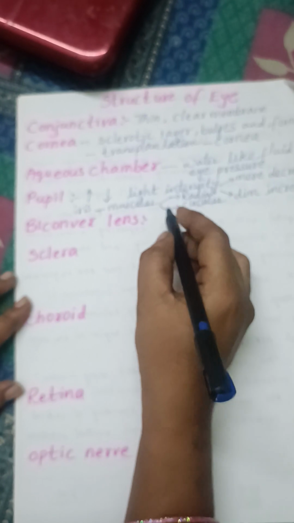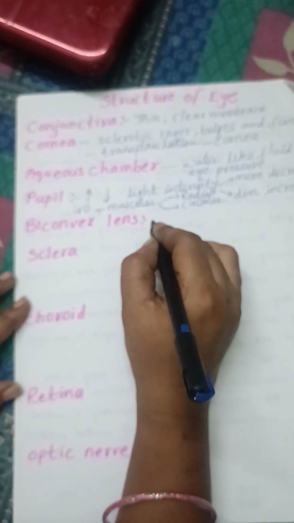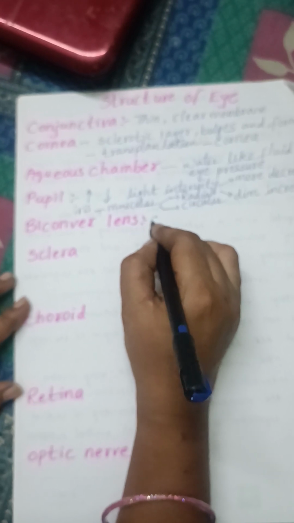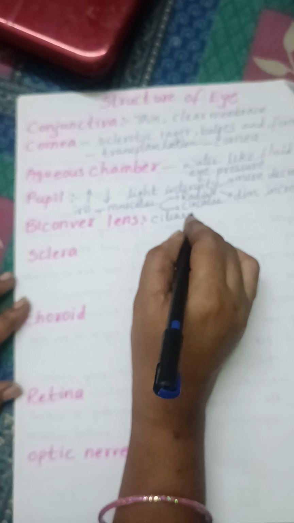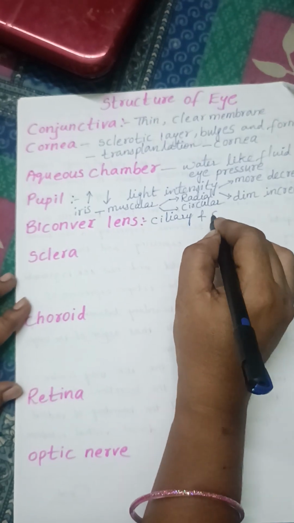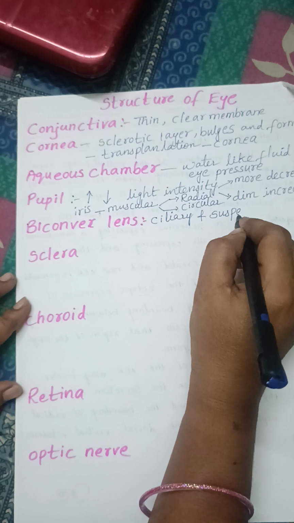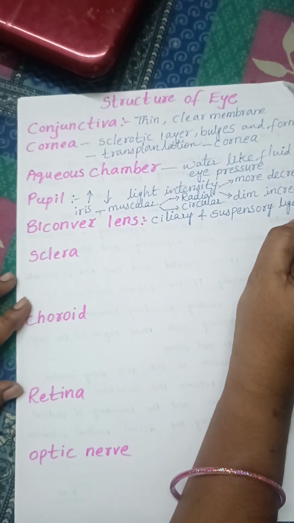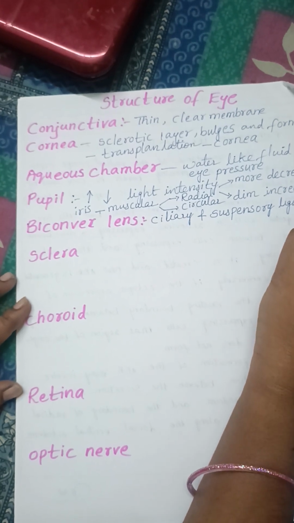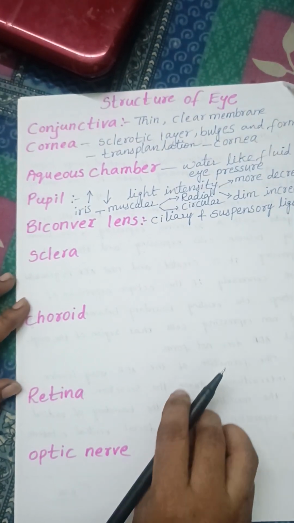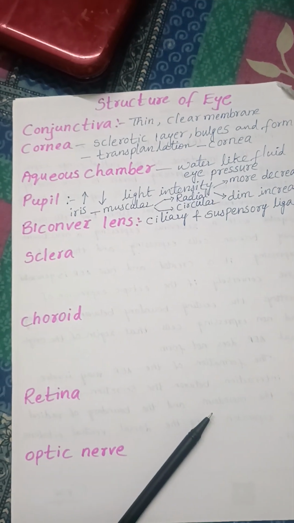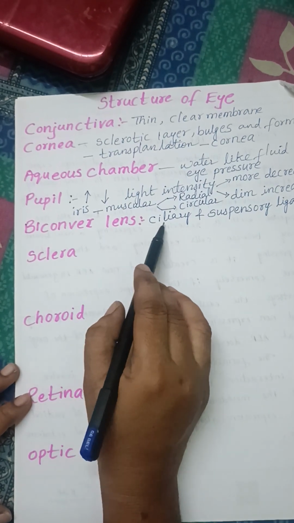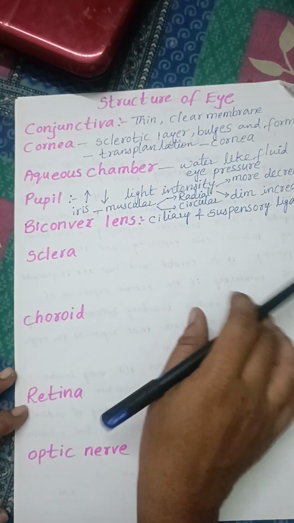So biconvex lens is adjusted by the ligaments. The ligament names are the ciliary and suspensory ligaments. So the adjustment of the biconvex lens is because of the ciliary and suspensory ligaments.